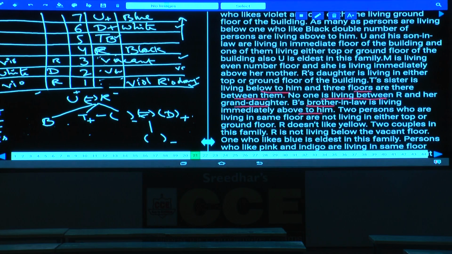Then two persons who are living on the same floor are not living either on top or do not like yellow. Two couples in this family. R is not living below the vacant floor.